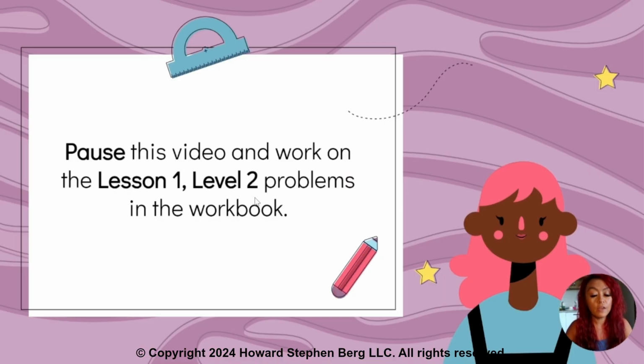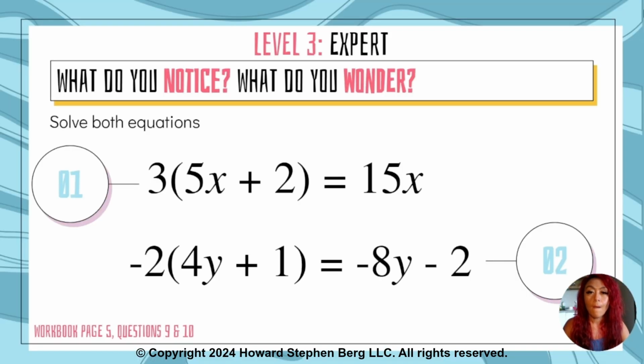Please pause this video and work on the lesson 1 level 2 problems in the workbook. Moving on to level 3, our expert level. Turn to page 5 in the workbook and work on questions 9 and 10. I want you to solve both of these equations for the variable and ask yourself, what do you notice and what do you wonder?